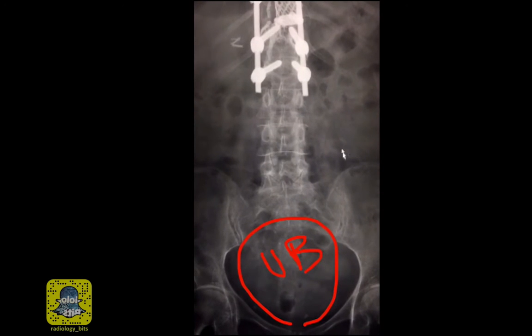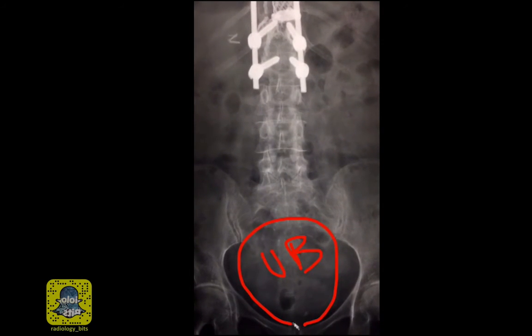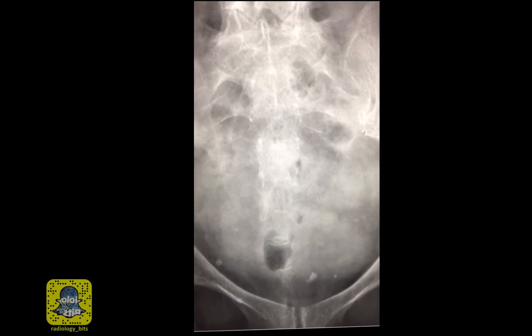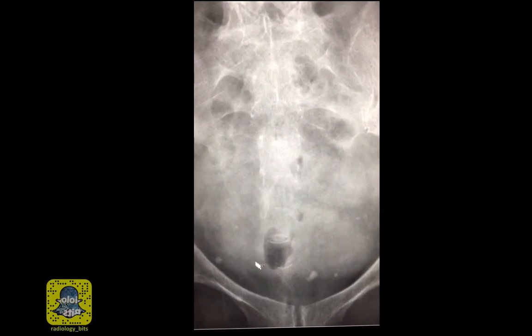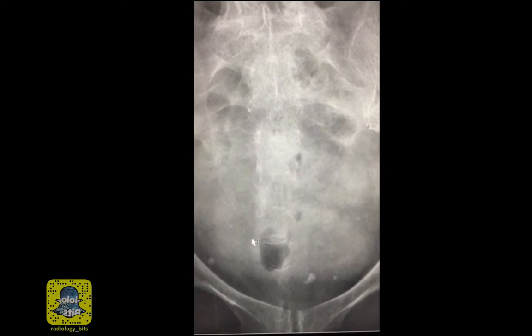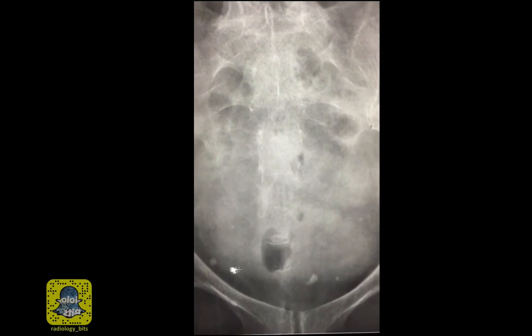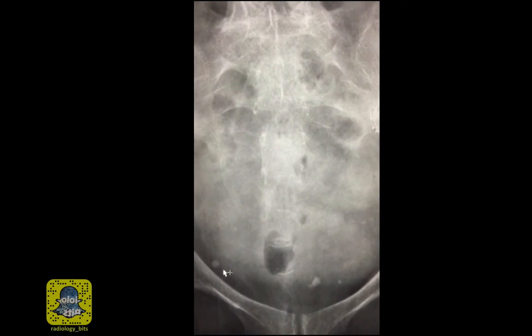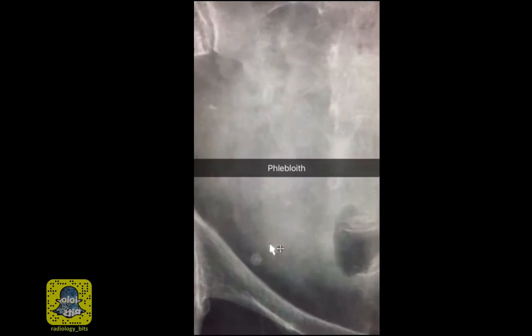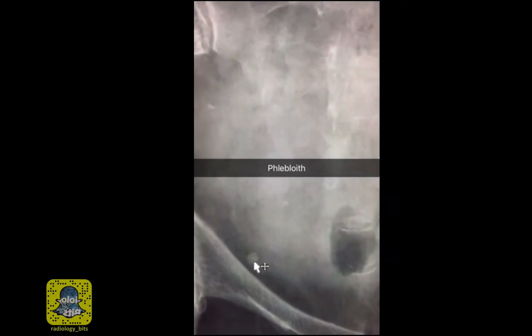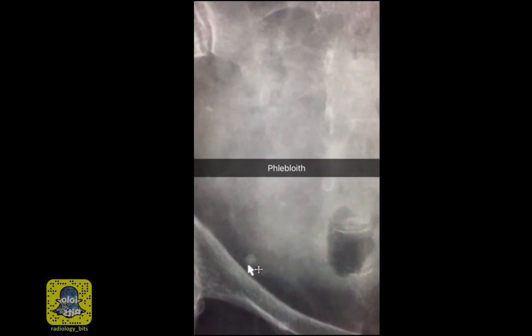There are no abnormal calcific densities there, but let's look at the pelvis where we have the urinary bladder. And here you have multiple calcific densities. The problem with the calcific densities is that some of those may represent phleboliths. A phlebolith is a calcified small vein, and it typically has a central lucent area with a white area outside.